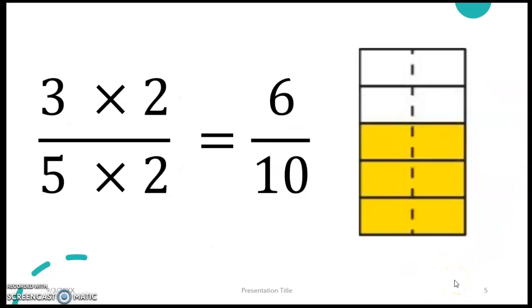So if we had 3 times 2, that equals 6, and 5 times 2 is 10. So then we have the equivalent fraction of 3/5, which is 6 over 10. And we can show that in our model by drawing our dotted line like we did yesterday to make equivalent fractions. And so you can see we have 6 pieces highlighted, and then we have 10 total pieces. So the equivalent fraction of 3/5 would be 6 over 10.